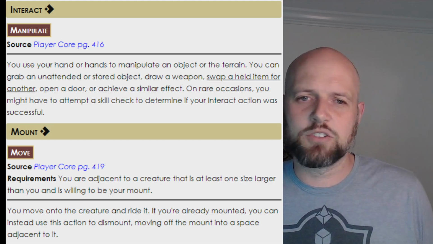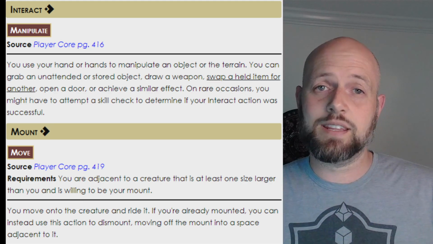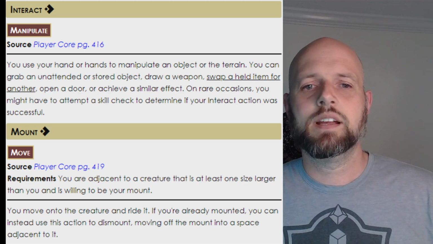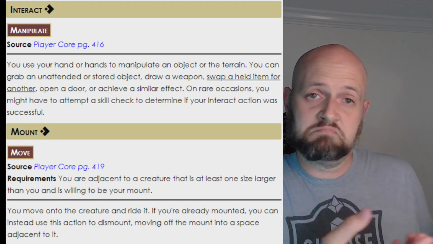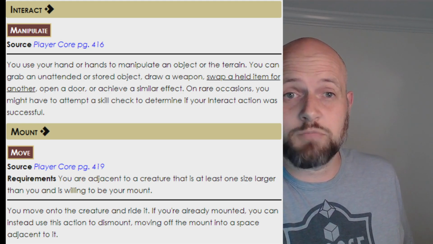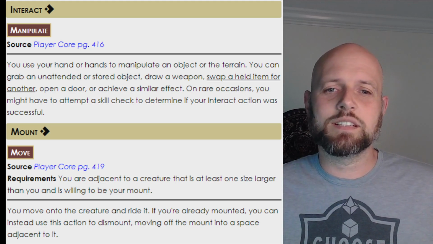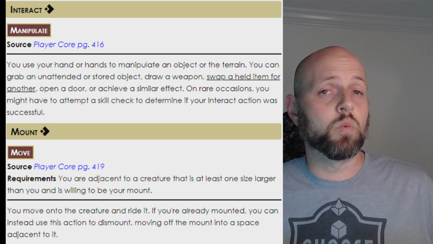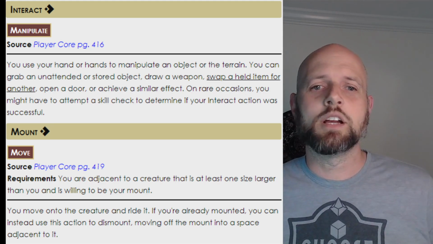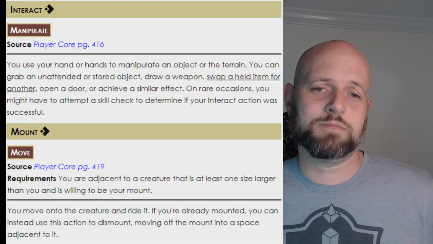This could also be opening a door. There's lots of options that are laid out in the interact action. Mount. Hop up on a horse. Go for a ride. Anytime you need to hop up onto a creature that's at least 1 size larger than you in order to ride them, you use the mount ability for 1 action.